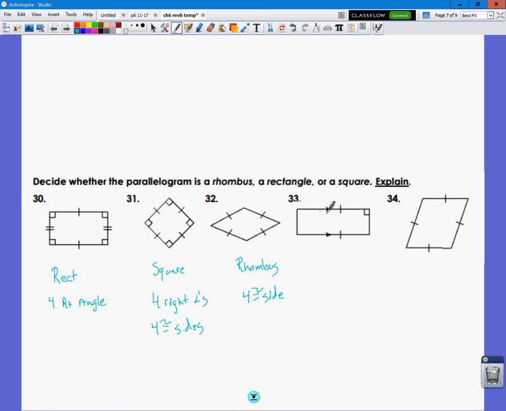33, because this is a parallelogram, opposite angles would be equal. Consecutive angles add up to 180. So I can see that this is a rectangle, and the reason it's a rectangle is because it has 4 right angles. 34 is a rhombus, and the reason it's a rhombus is it has 4 congruent sides.